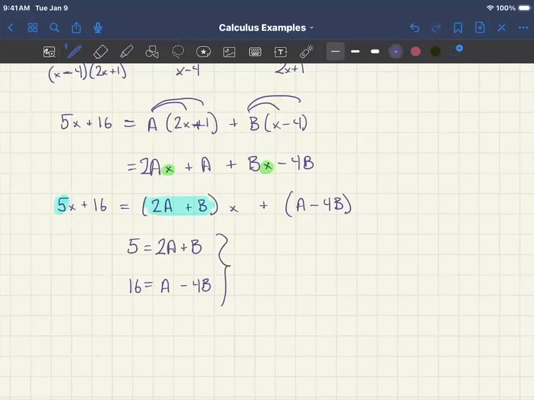Now we have a system of equations. We have two equations and two unknowns, A's and B's, and we can solve this. So we're going to do that right now.